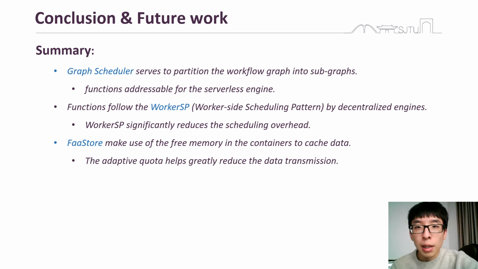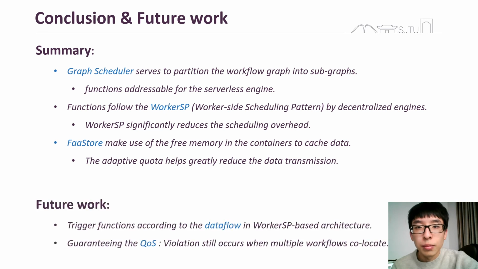Finally, by adaptive storage called FaaSStore, functions can select local in-memory storage or remote database storage to transfer temporary data. We will also explore in the future how to implement the data flow in the worker SP-based architecture, and then reduce the QoS violations when multiple workflows are collocated.